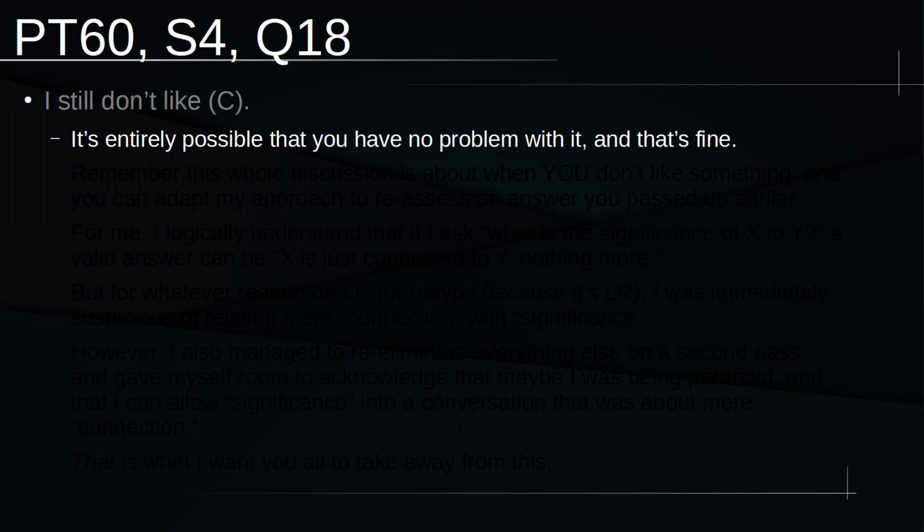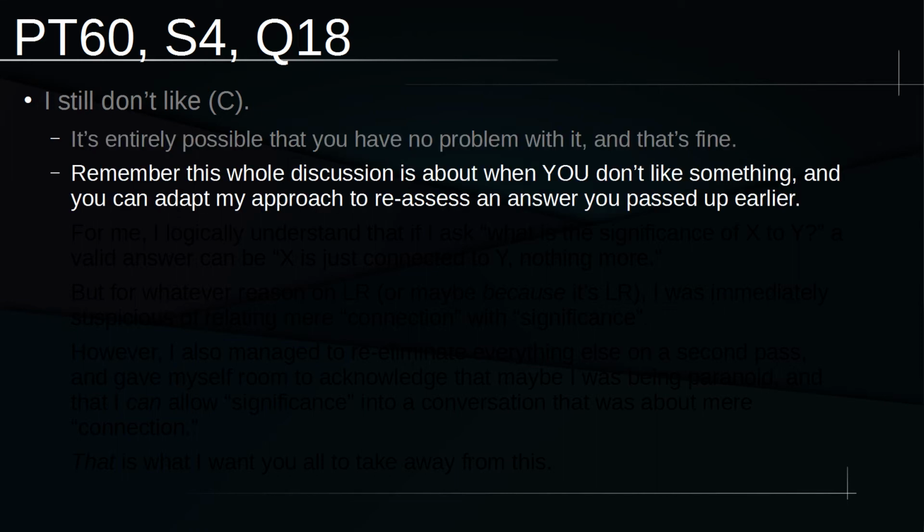So the best way to model that is taking something that I legitimately still, personally, even though I could be objectively incorrect, subjectively don't like. C doesn't meet my language standards that I like to use for this exam. Again, it's okay if you don't have that same problem, but that's the whole point of this, so just stick with me for a second. This whole discussion is about when you don't like something. And you can adapt the approach that I'm about to talk about here, or the one you've seen demonstrated, to reassess an answer that you passed up earlier. That's the whole goal of this.